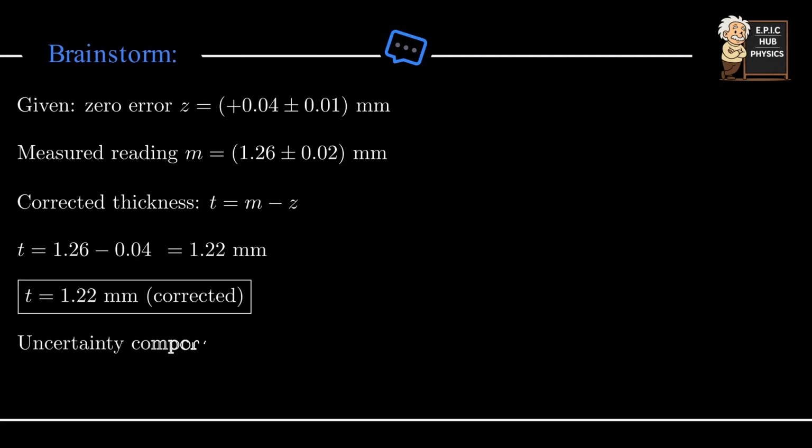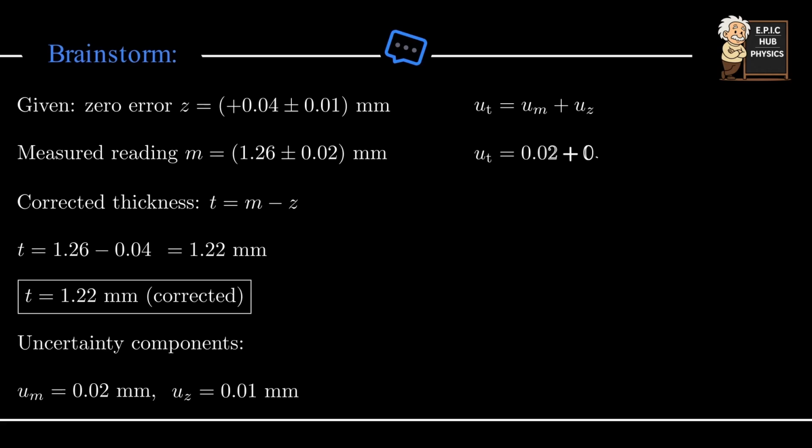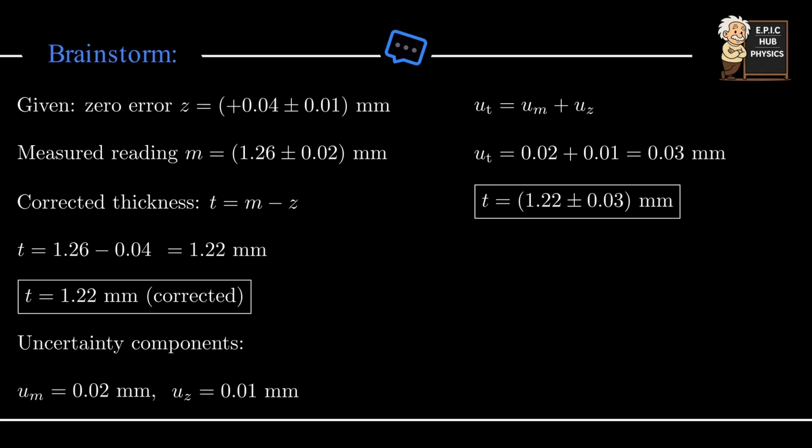Next, we determine the uncertainty in this corrected value. The uncertainty in the measured reading is 0.02 millimeters. The uncertainty in the zero error is 0.01 millimeters. Since these quantities are combined through subtraction, their absolute uncertainties are added, so the total uncertainty becomes 0.02 millimeters plus 0.01 millimeters. This gives 0.03 millimeters. So the corrected thickness of the strip is 1.22 millimeters plus or minus 0.03 millimeters. This is our final answer.